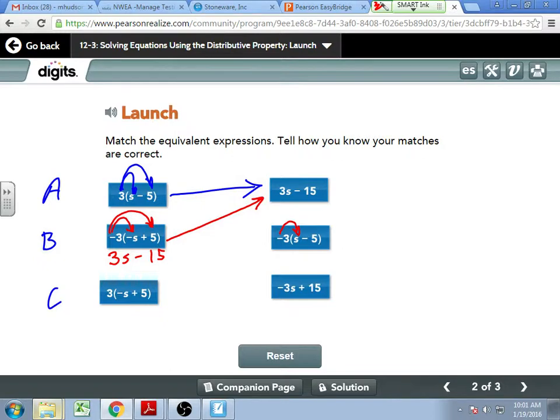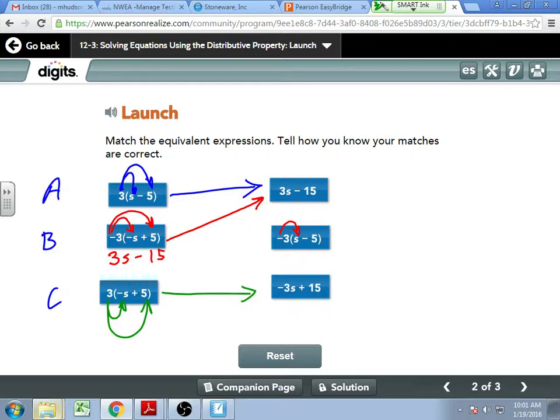So think carefully about your last one here. It's the top one. What does C match? Lily? I think it matches the other C. C does match my other C. Because 3 times a negative s gives me negative 3s. And 3 times 5 gives me a positive 15.